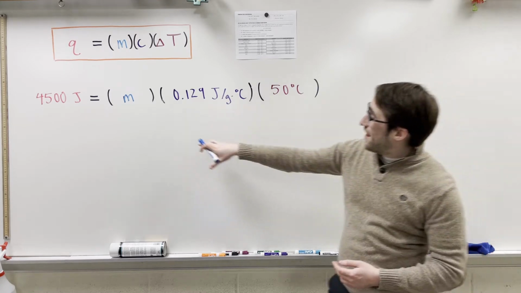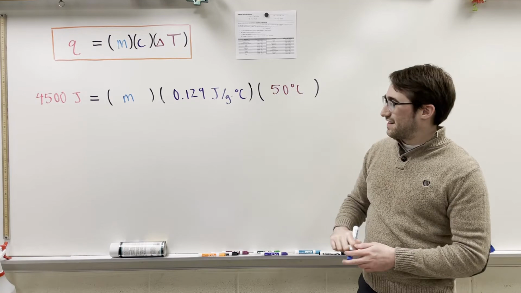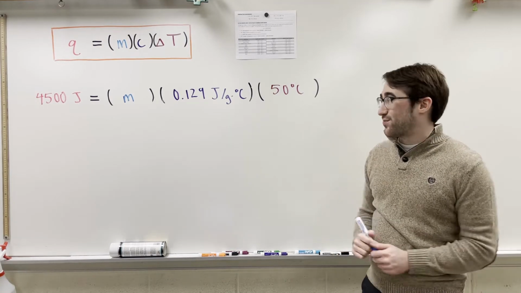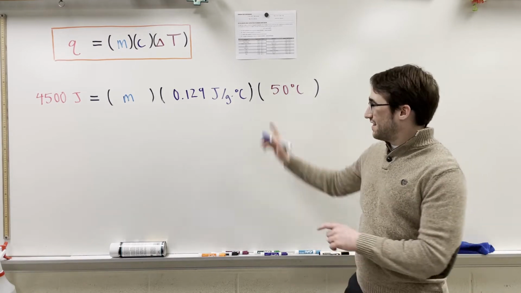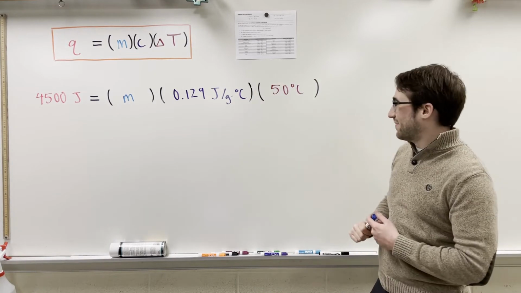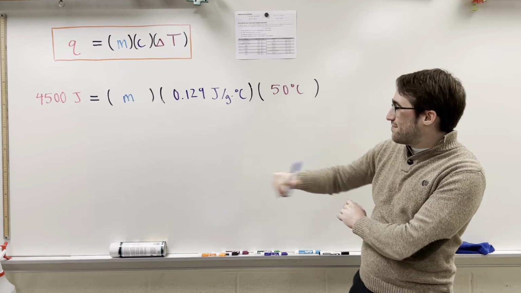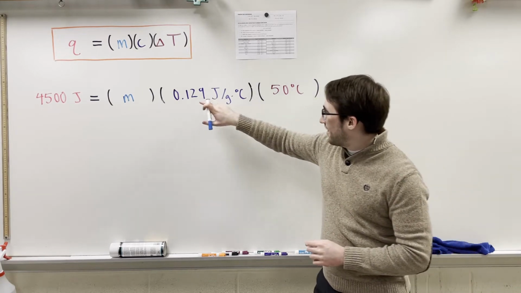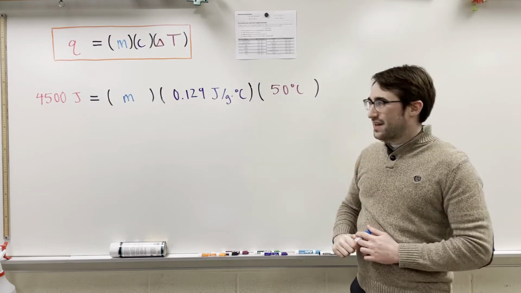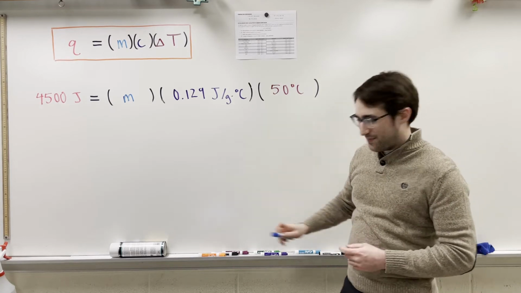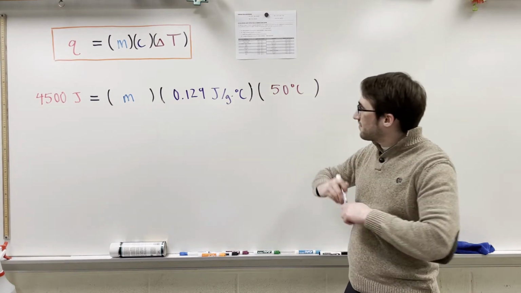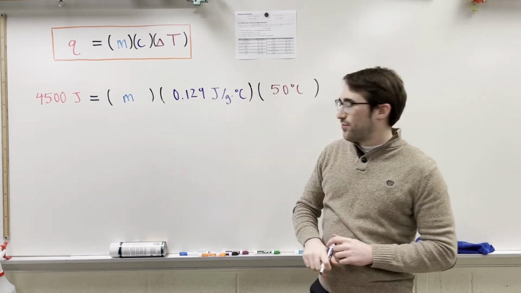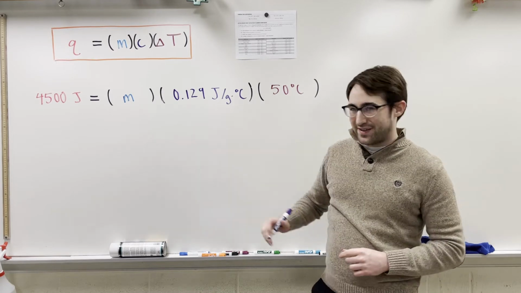I have to get my m, my mass, alone so I can figure out what it's equal to. So this is going to take a little bit more algebra than the last problem. I can't just plug everything in because these are on opposite sides of the equal sign. So let's see. If I want to get my mass alone, I'm going to have to divide and get rid of these two guys to get them away from it. So let's start with the specific heat capacity. I'm going to divide both sides by 0.129 joules per gram degree Celsius.